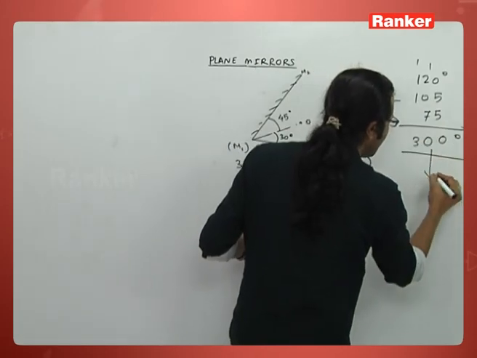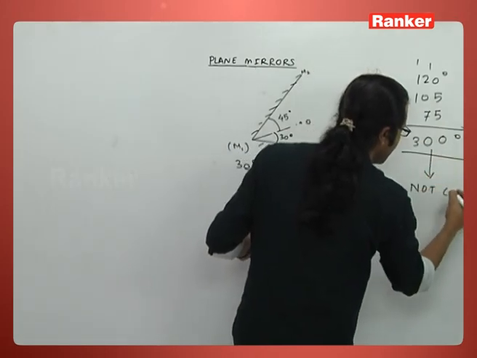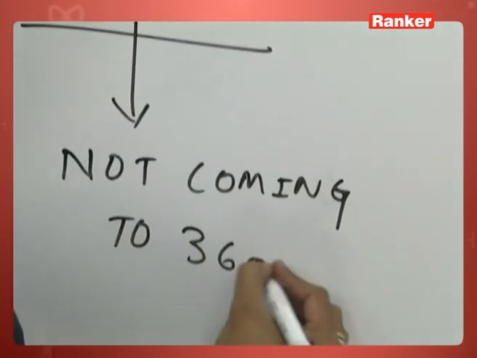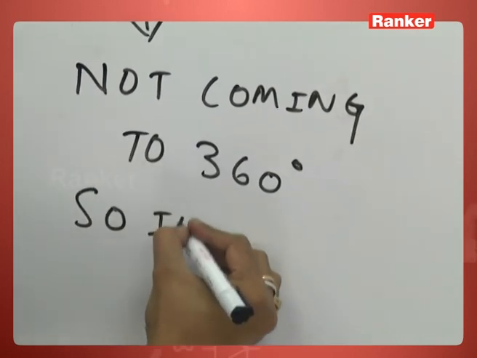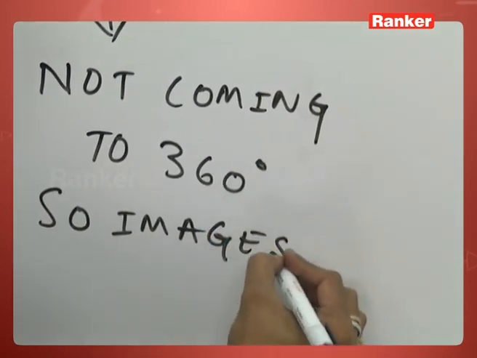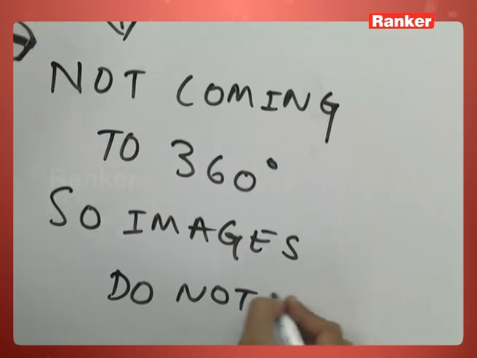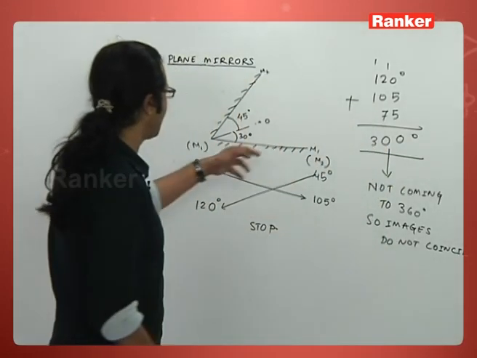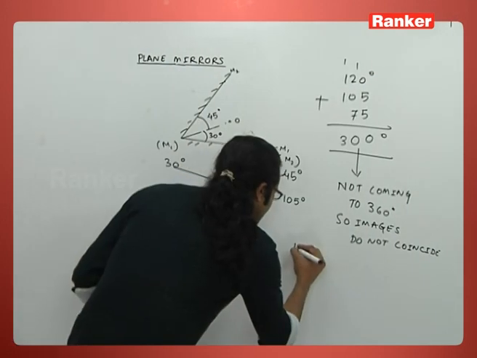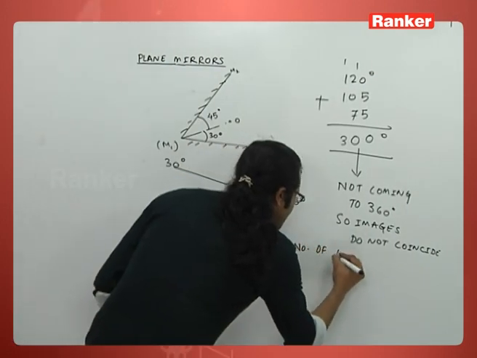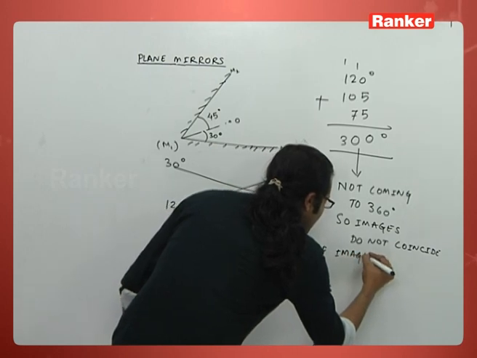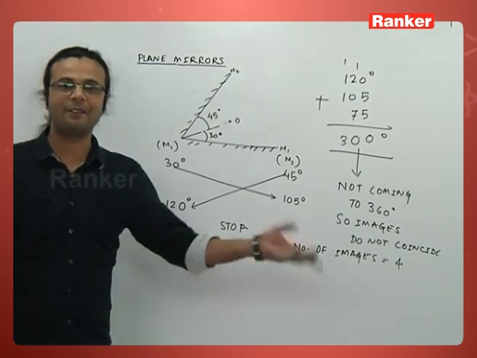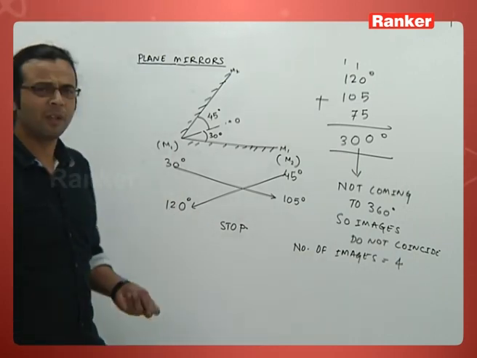I add all this, and it comes to 300. Now it is not coming to 360 degrees, so the images do not coincide. So the number of images I can count: 1, 2, 3, 4. That's all. Number of images is equal to 4. So this is the best way you can find the number of images without dividing.